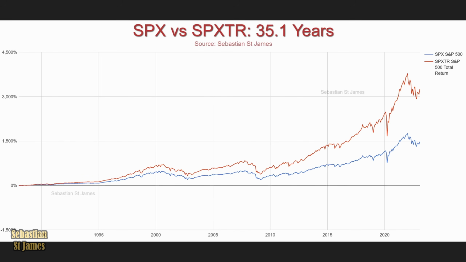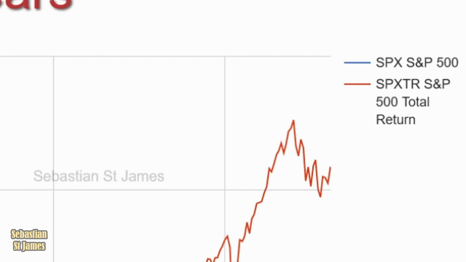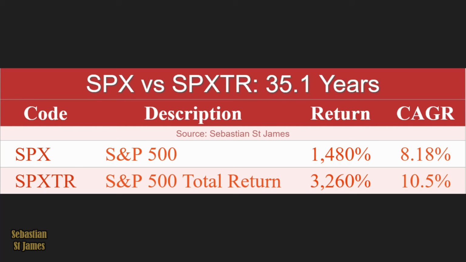This is the XPX. What's that? Well, that is the S&P 500 versus the XPXTR, which is the total return version of that over 35.1 years. Now, the return of the XPX over that period is 1,480%, or a CAGR of 8.18%. If you add in the dividends, then it's 3,260%, or 10.5% CAGR.